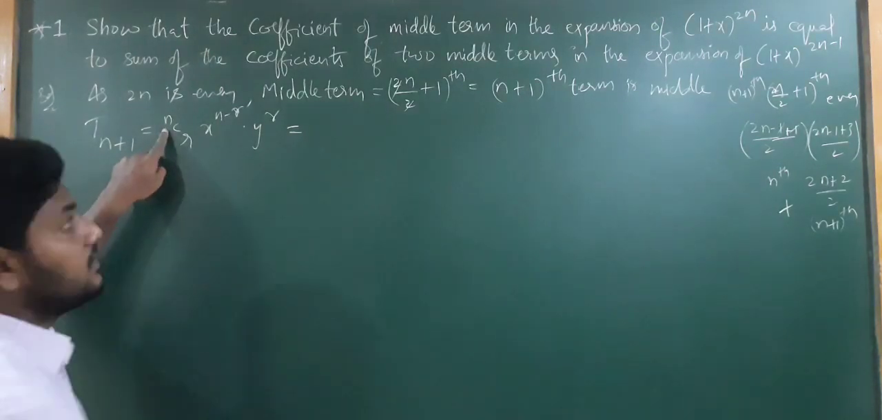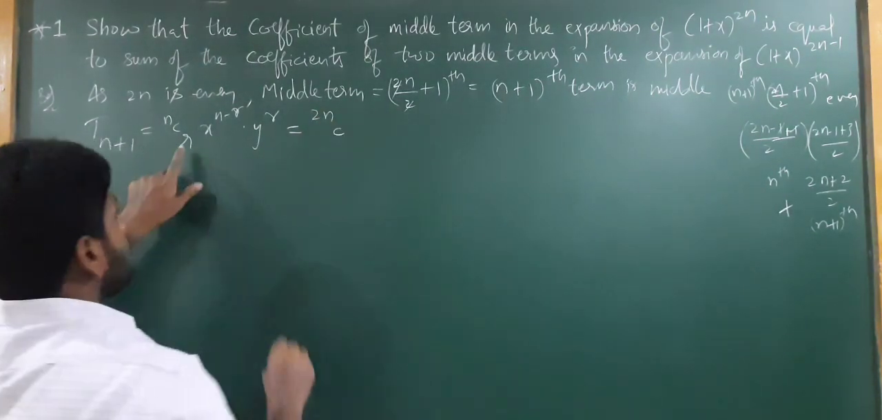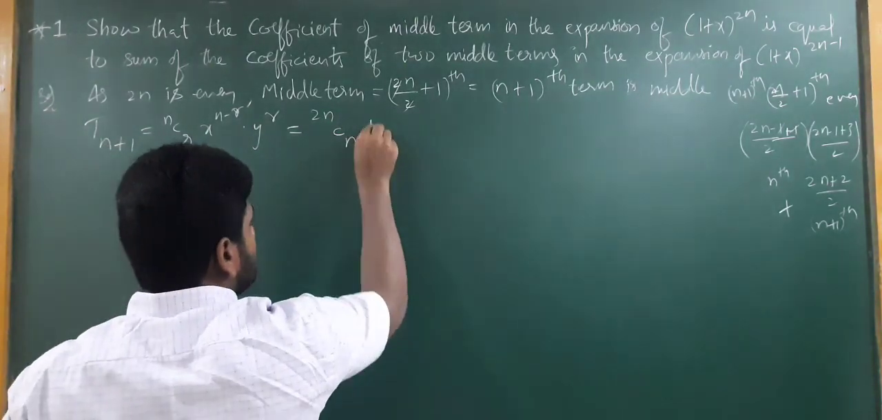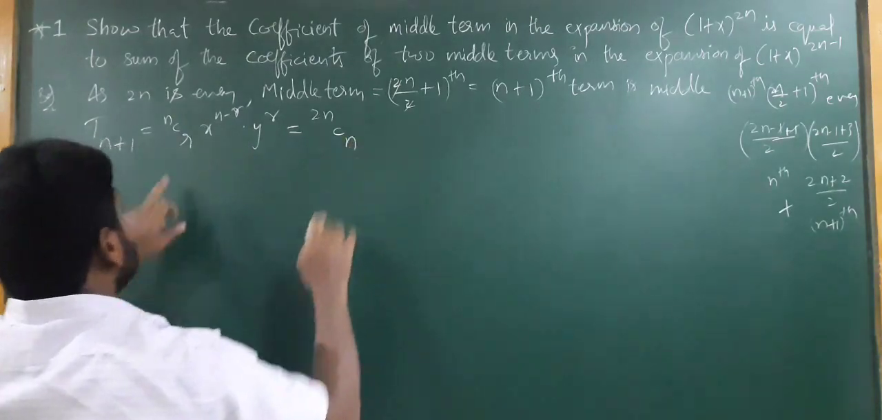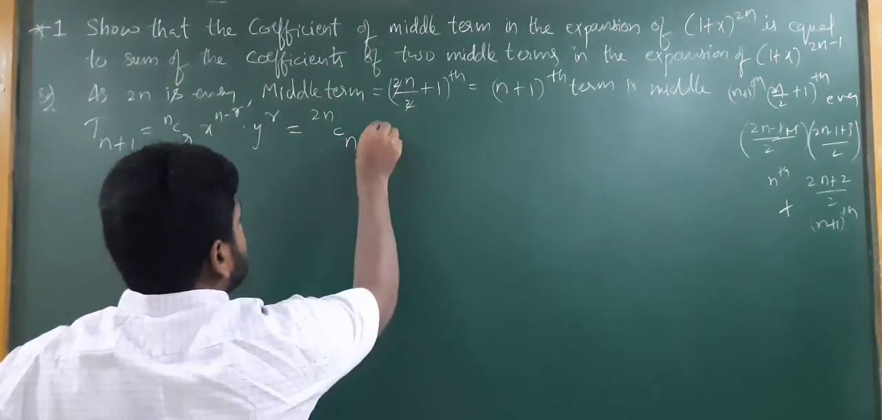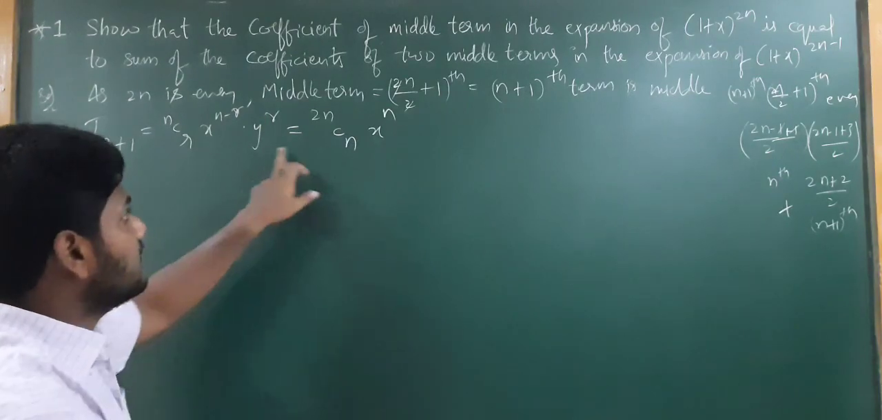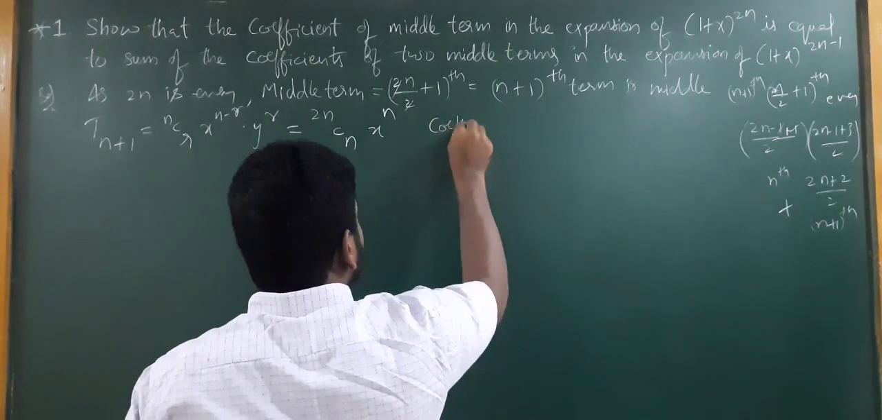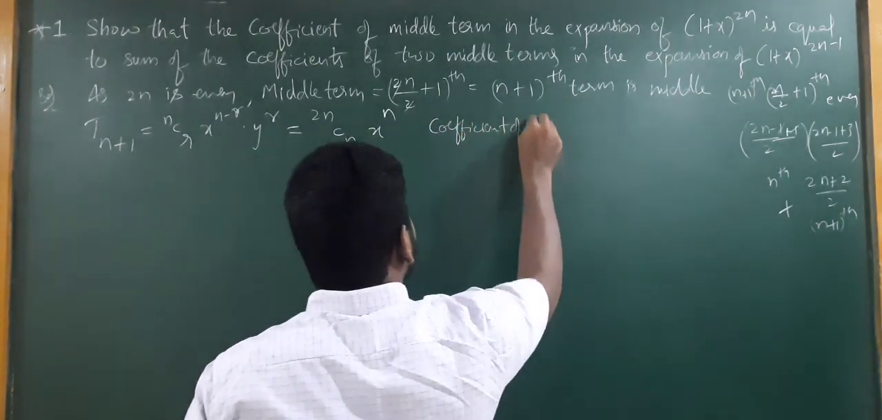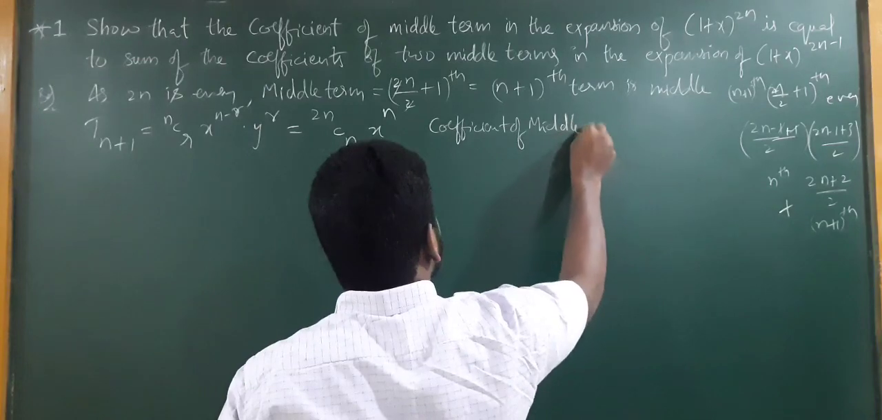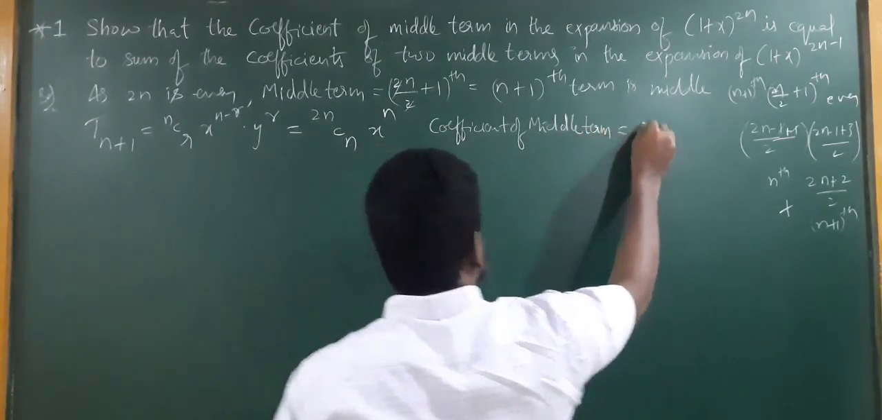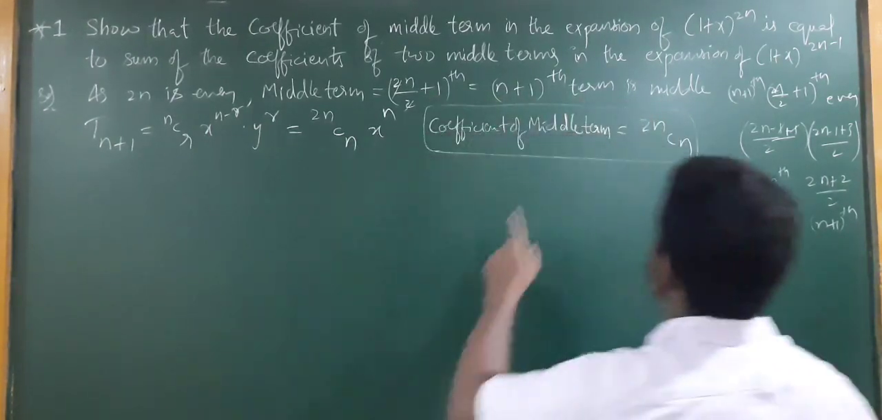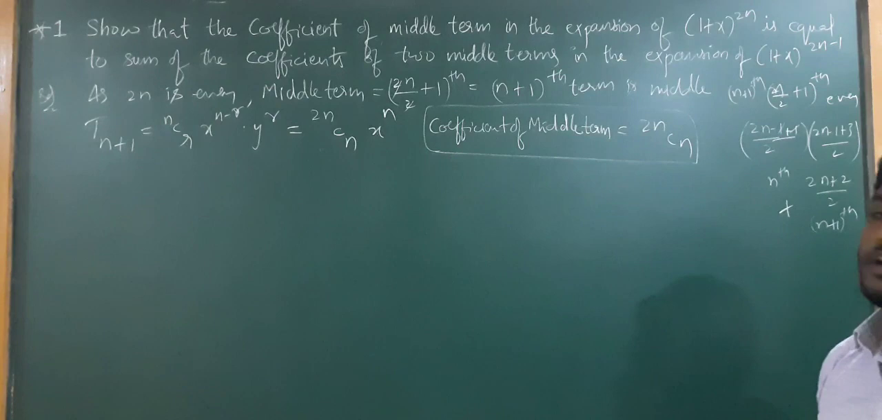Now what is n here? n here is 2n, and what is the r value here? The r value is n. 1 to the power of 2n minus n is nothing but 1. Next, into x to the power of n. So which is equal to x to the power of n. In this (n plus 1)th term, what is the coefficient? Coefficient of the middle term is 2nCn. So this is the coefficient of the middle term of (1 plus x) to the power of 2n.